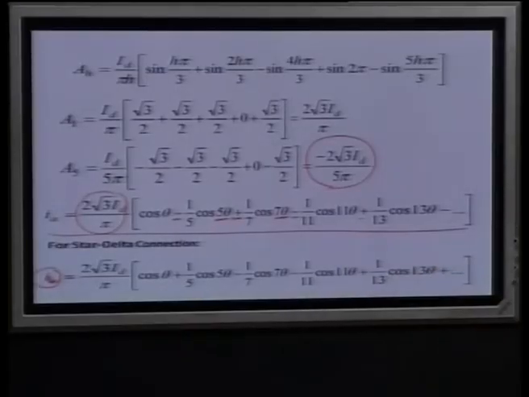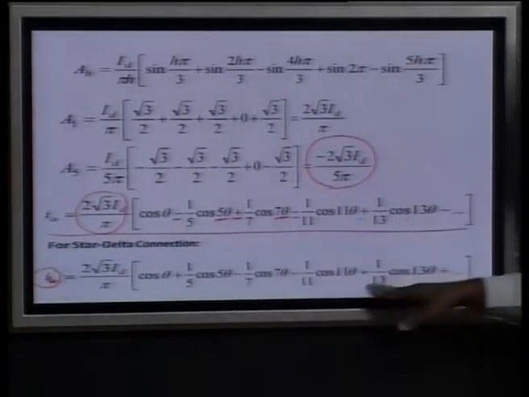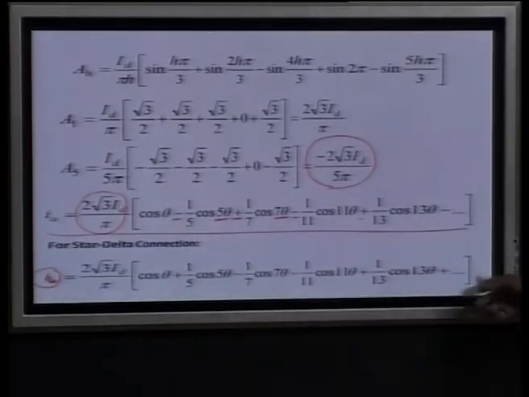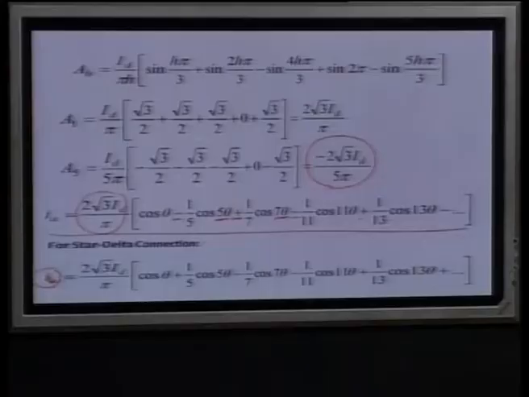If you are operating your 6 pulse converter, then you have to go for at least the 5th, and even though required, then you can go for the 17th and 19th as well.